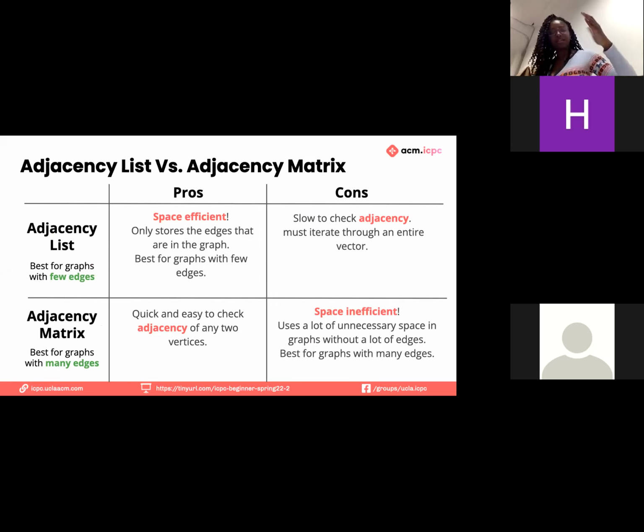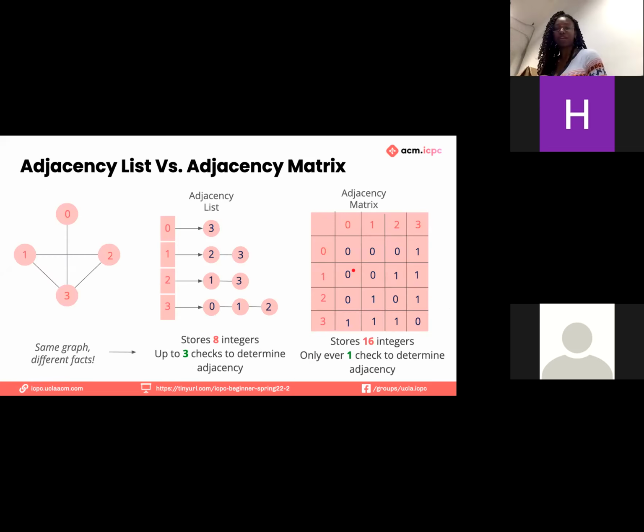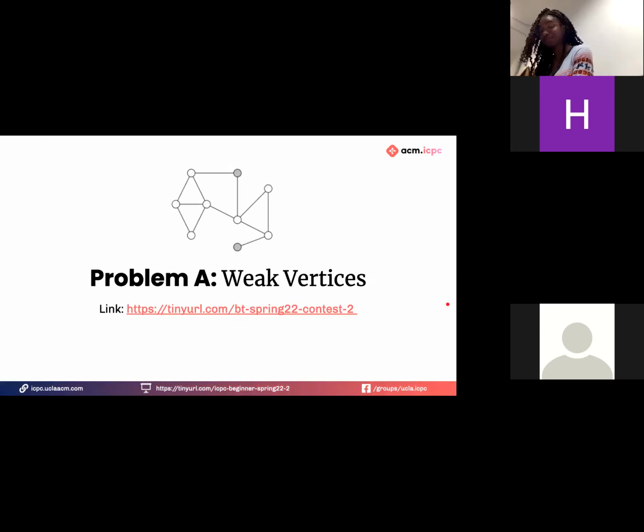So basically, the adjacency matrix is best used for graphs with a lot of edges, and the adjacency list is best used for graphs with a few edges. And we can even see this in the examples that we went over, because when we did the same graph, the adjacency list is storing 8 numbers right here, and this one is storing 16, which is double, which isn't great. But here we need to check up to 3 different numbers to determine adjacency in this last row, whereas with the adjacency matrix, you always just need to check one. So it's really a trade-off, and you need to determine which one you want to use for a given problem.